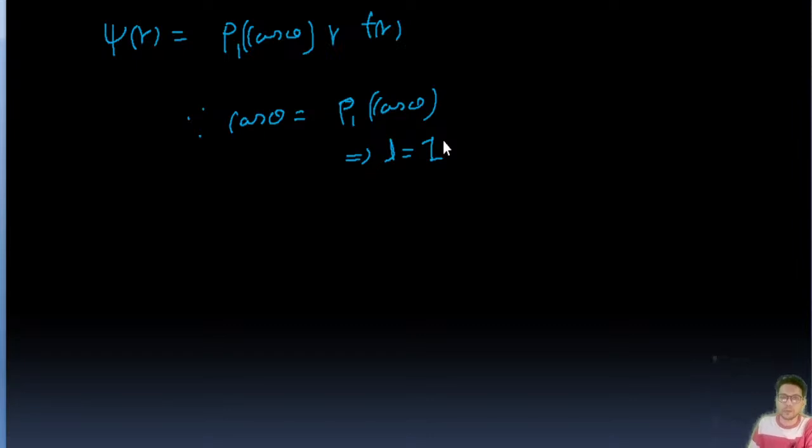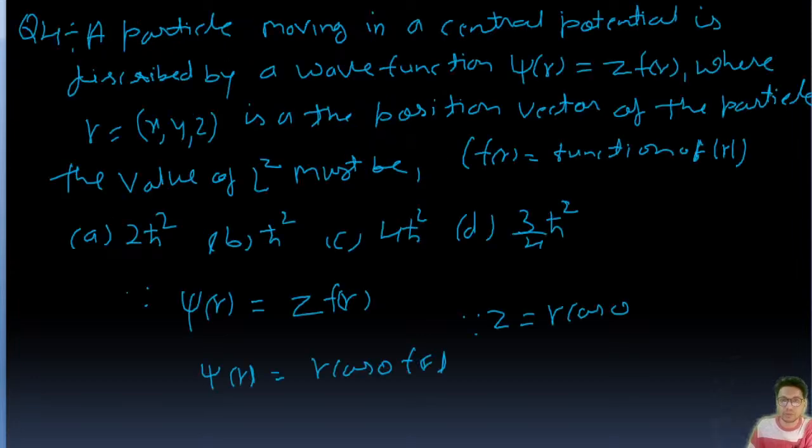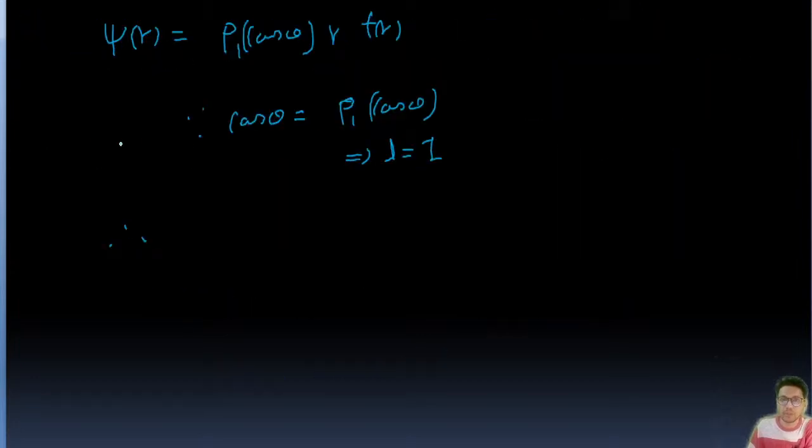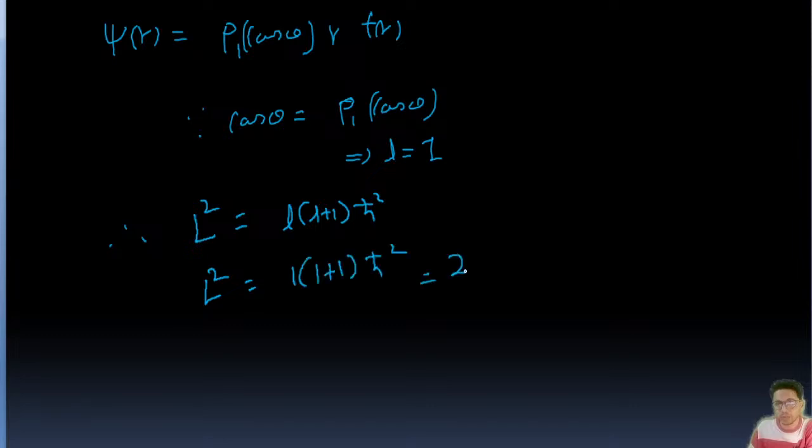Now we need to find the value of L square, right? The value of L square we know is L into L plus 1 into h cut square. And from here, because cos theta is P1 cos theta, this implies L equals 1. So L square is going to be 1 into 1 plus 1 h cut square, and this is going to be 2 h cut square. Okay, this is the answer.